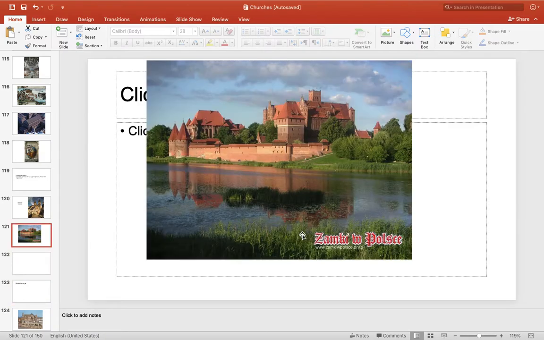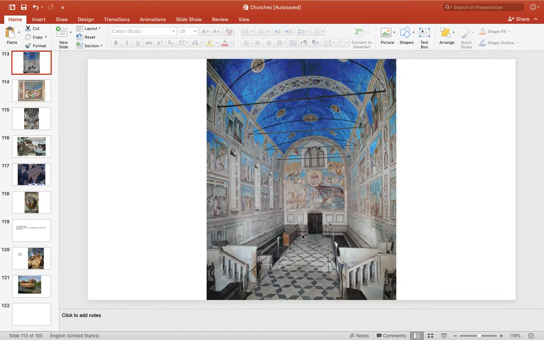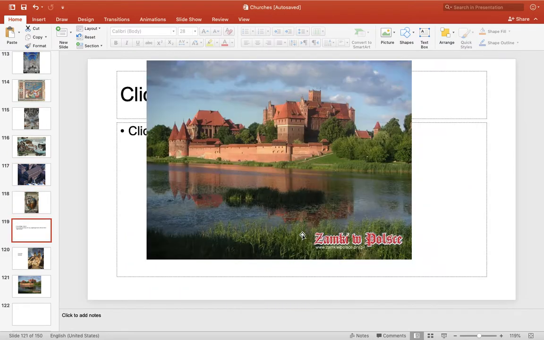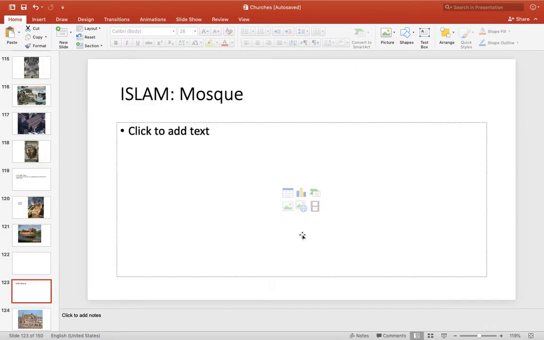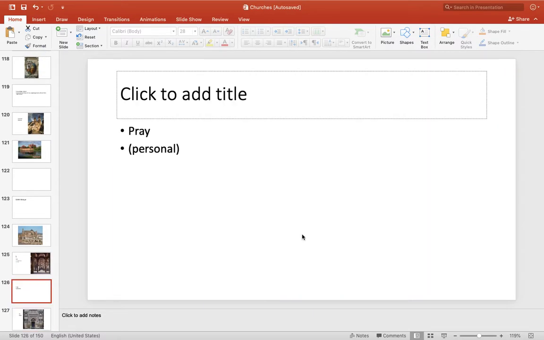So remember, in a church, believers go in and they worship, they pray, they do the Eucharist. They listen to the priest. It's made for the Christians. Same thing with a mosque, all right? So here's a mosque, and yours is Great Mosque Cordoba. And here are your pictures.